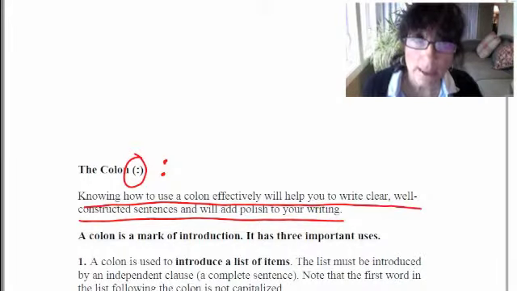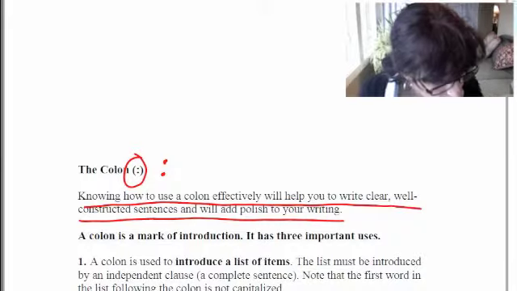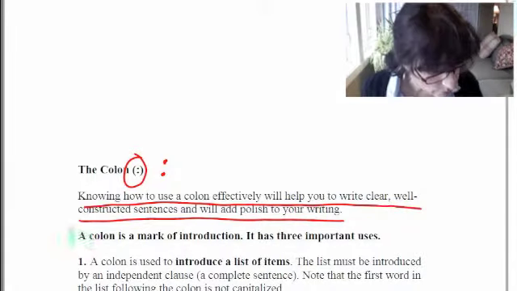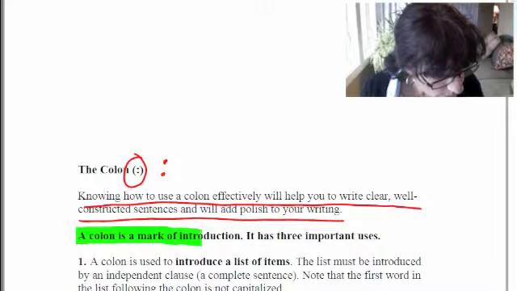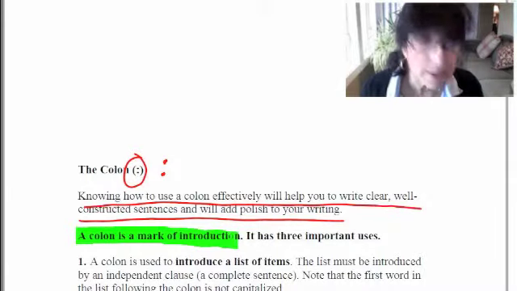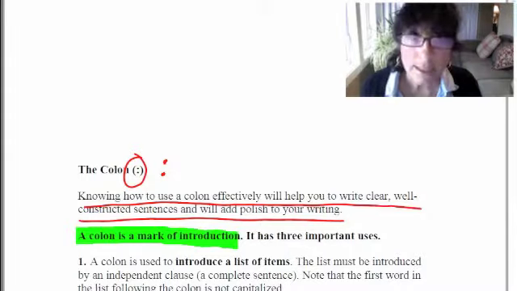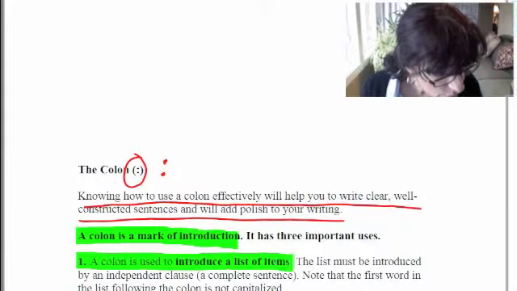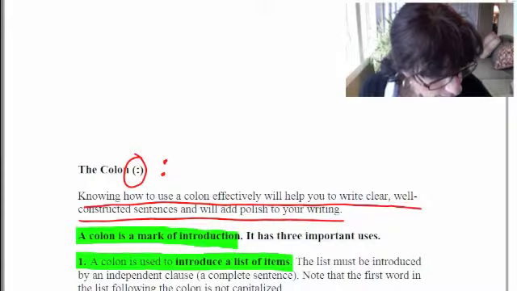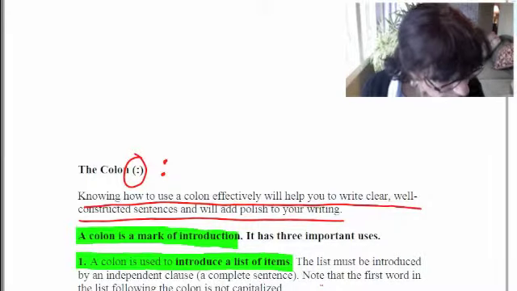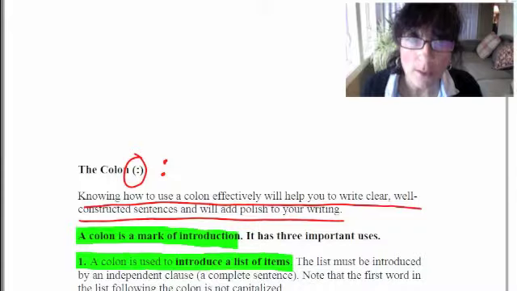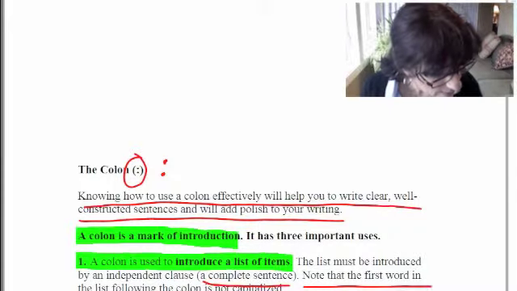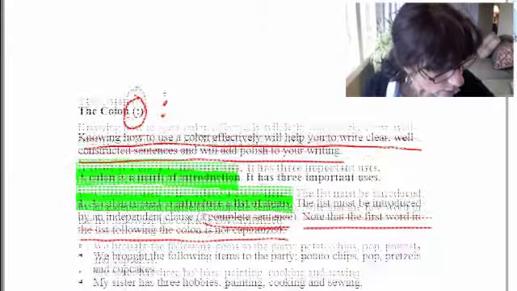Now let's look at the uses of the colon. I have outlined three important uses of the colon. The first use is the colon is a mark of introduction. And let's see how it is used and what a colon introduces. The first rule is a colon is used to introduce a list of items. Now keep in mind that the list must be introduced by an independent clause, which is the same thing as a complete sentence. Note that the first word in the list following the colon is not capitalized.